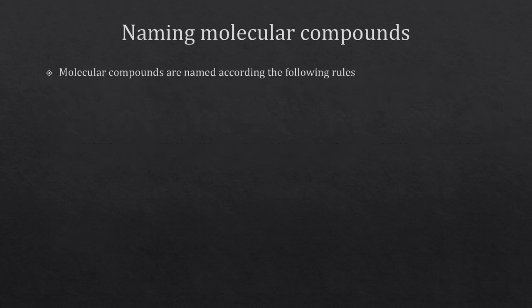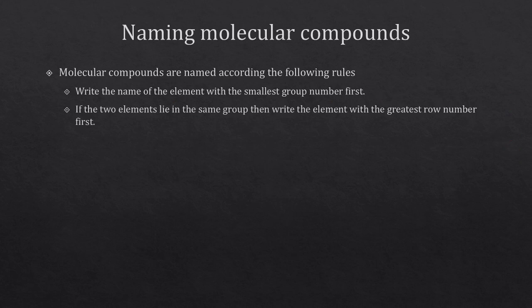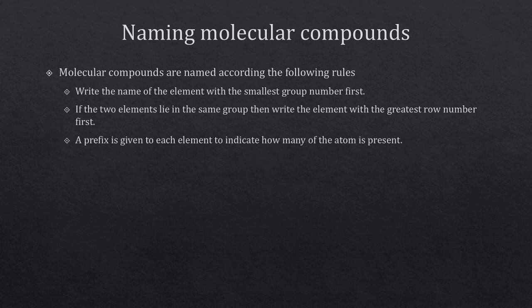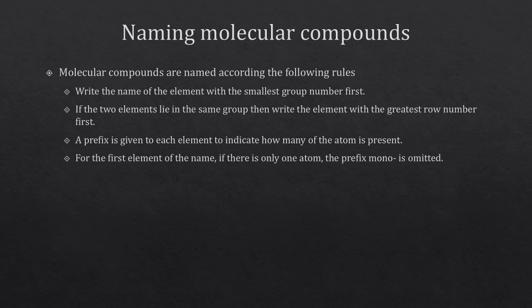So how do we name these things? Molecular compounds are named according to the following rules. You write the name of the element with the smallest group number first. If two elements lie in the same group, then write the element with the greatest row number first. And a prefix is given to each element to indicate how many of the atom is present. Note, we'll do some practice with these. I know just reading these can be like, wait, what do you mean? For the first element, if there's only one atom, the prefix mono is omitted.